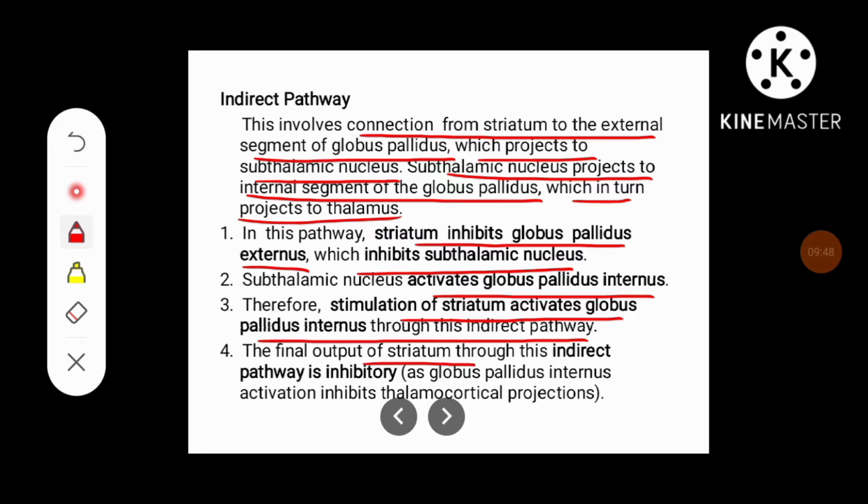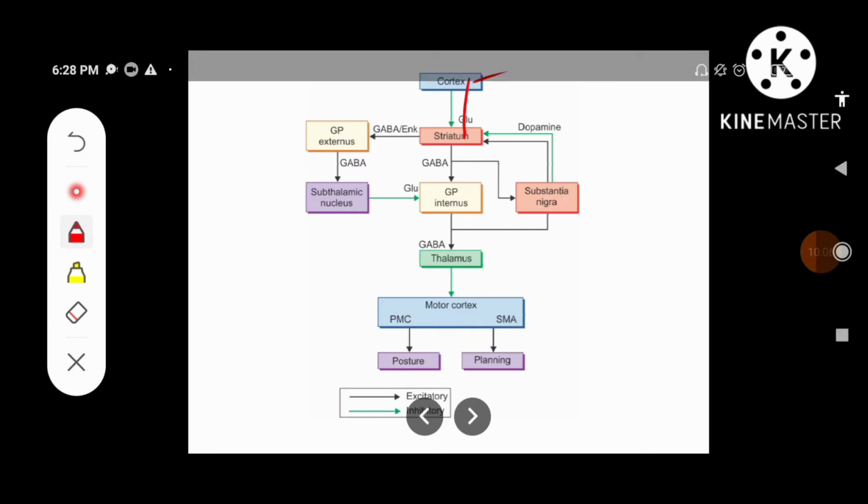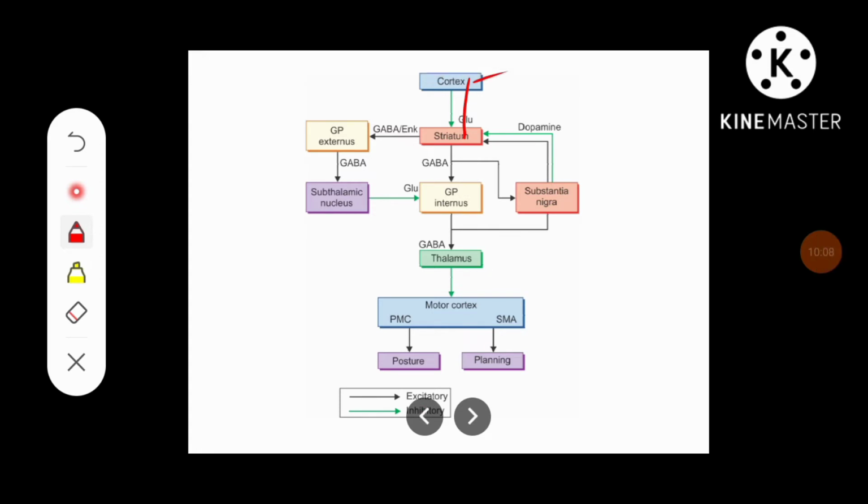The final output of the striatum through this indirect pathway is inhibitory, as globus pallidus internus activation inhibits thalamocortical projections. Okay, so here you can observe the direct and indirect pathways. The direct pathway involves the cortex to the striatum. From there, it goes to the globus pallidus interna, then to the thalamus, then back to the motor cortex.